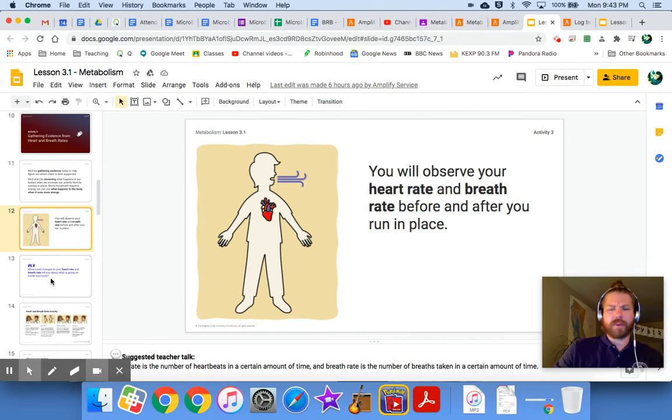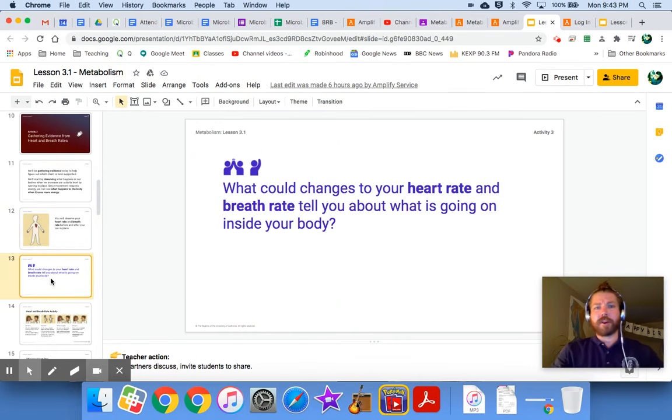Why before? Oh yeah, we need a baseline, right? So this is one of the questions that we are going to be looking at. What could changes to your heart rate and breath rate tell you about what is going on inside your body? Think about that question right now.